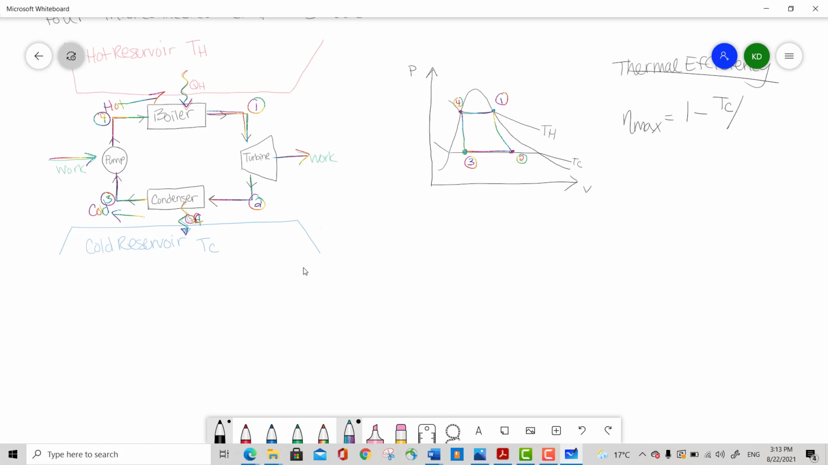So basically, let me just write this down in red. Okay, so Carnot refrigeration and heat pump cycles. So for this, 3 things kind of occur. So it is operated in opposite direction.